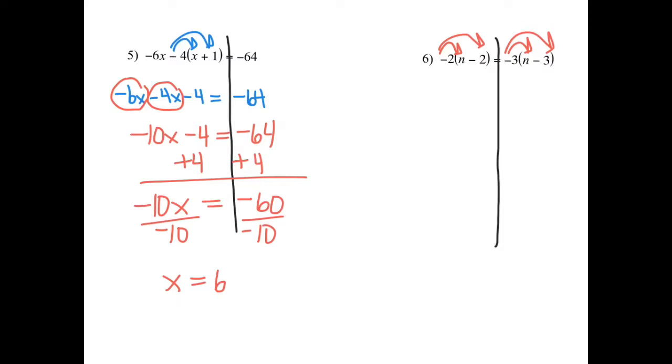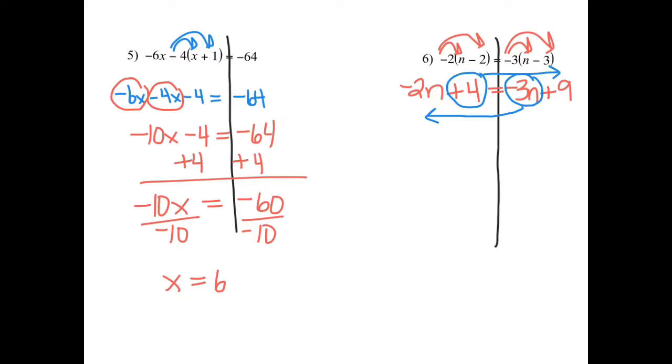Negative 2 times n is negative 2n. Negative 2 times negative 2 is a positive 4. Negative 3 times n is negative 3n. And negative 3 times negative 3 is a positive 9. I like my equations to have the variable on the left and the constants on the right. So I'm going to move the negative 3n to the left side and the positive 4n to the right.